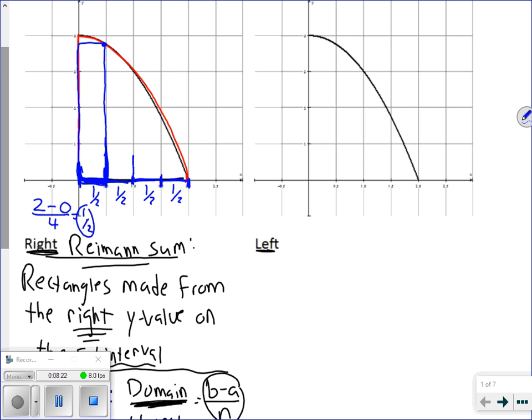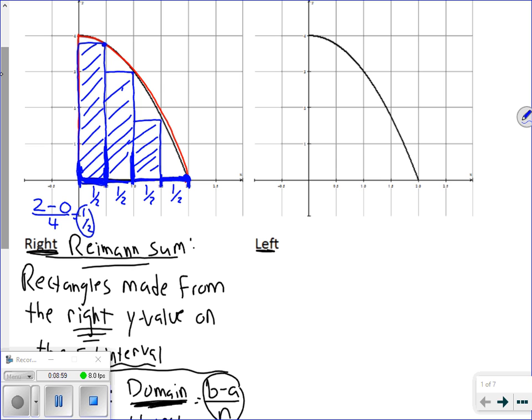My second rectangle is these 2 sides, and it's the right side of this rectangle that's going to be touching my graph. So the right side is a right Riemann sum. If I'm using the right side of my rectangles, and the right side of this rectangle is just 0, so there is no rectangle there. Okay. So what we do is we figure out the areas of these 4 rectangles and add them up, and then we have an approximation for the area underneath the curve.